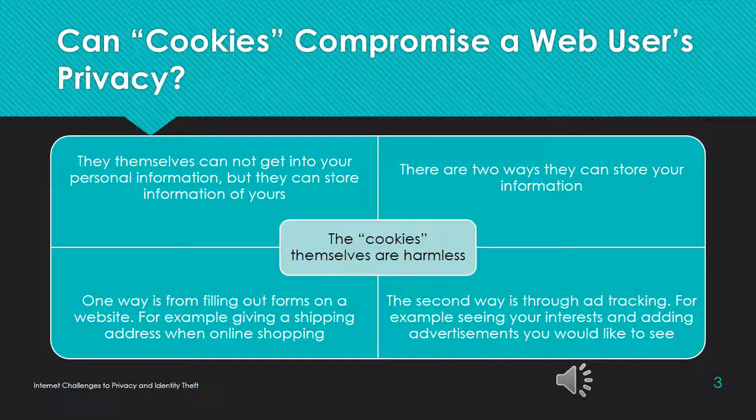There are two ways they can store your information. One is filling out forms on websites, and the second is through ad tracking. Filling out forms on websites, an example of that could be giving your shipping address when you're online shopping. Ad tracking is when they see your interests and add advertisements you might like to see.